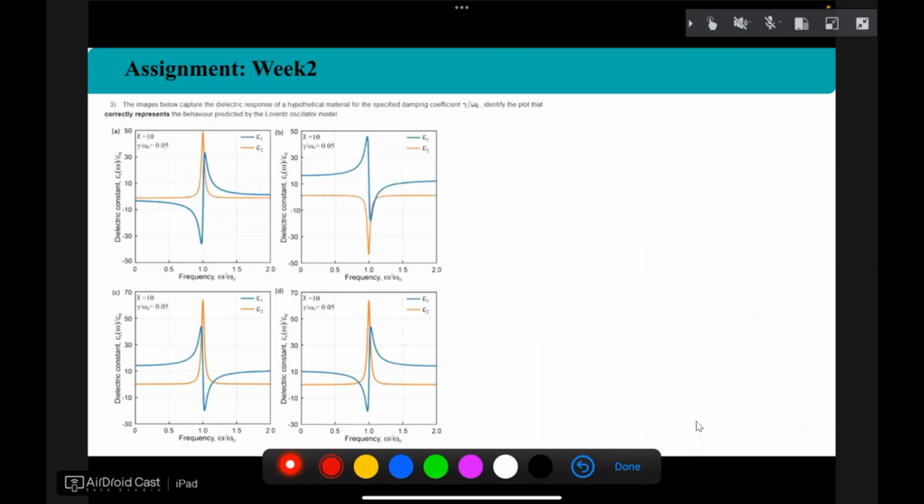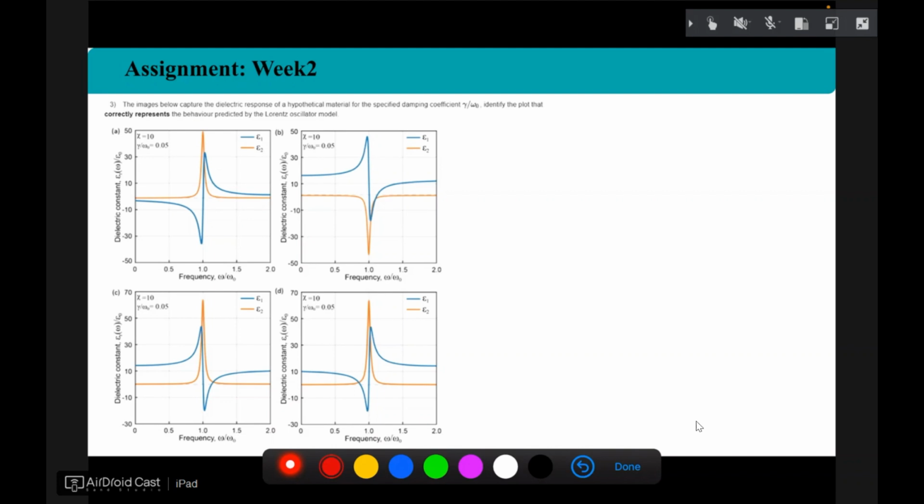Then the third question: the images below capture the dielectric response of a hypothetical material for the specified damping coefficient gamma by omega naught. Identify the plot that correctly represents the behavior depicted by the Lorentz oscillator model. Now, like we talked about epsilon 0 and epsilon infinity.